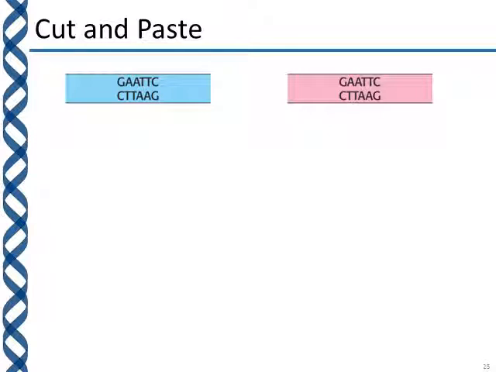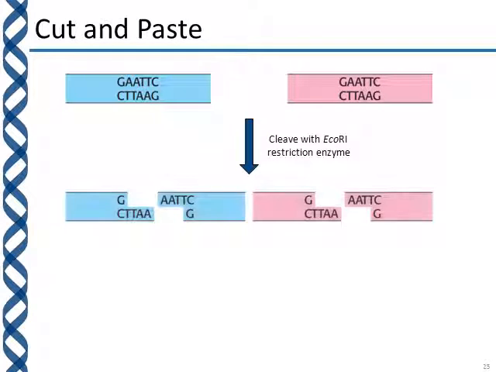So how do we cut and paste these different fragments of DNA that we obtain? Here we show two different fragments of DNA. If you'll note, these have our appropriate EcoRI restriction sites. They're palindromic. So we cleave them with the EcoRI restriction enzyme.